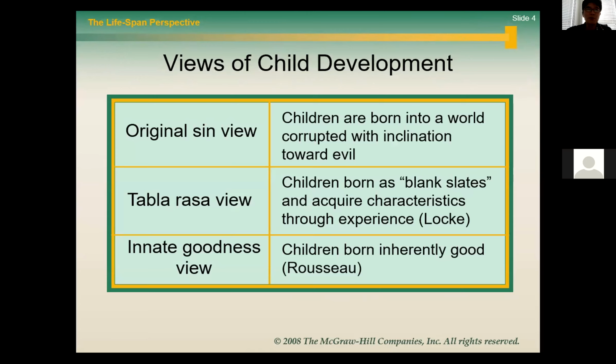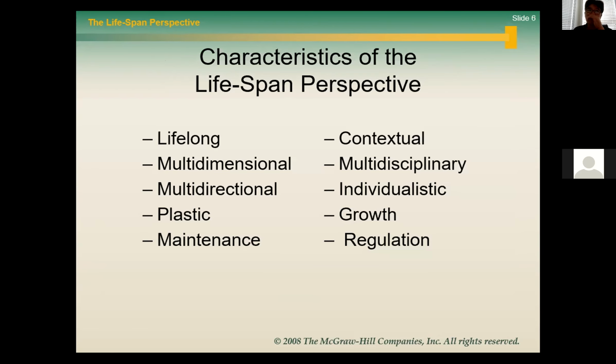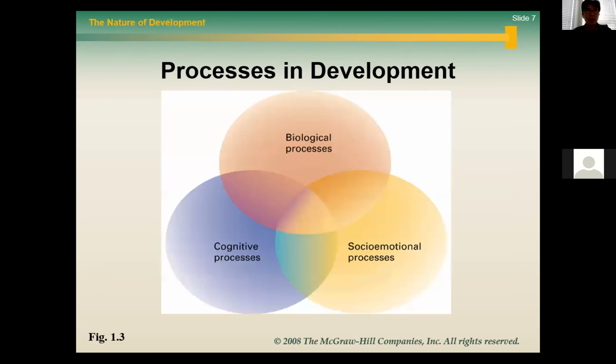There are 3 different views about child growth and development. The first is the original sin view, the second is the tabula rasa view, and the third is the innate goodness view we reviewed last week. Then the characteristics of lifespan, and 3 processes or domains of lifespan development: first biological, second cognitive, third socio-emotional.